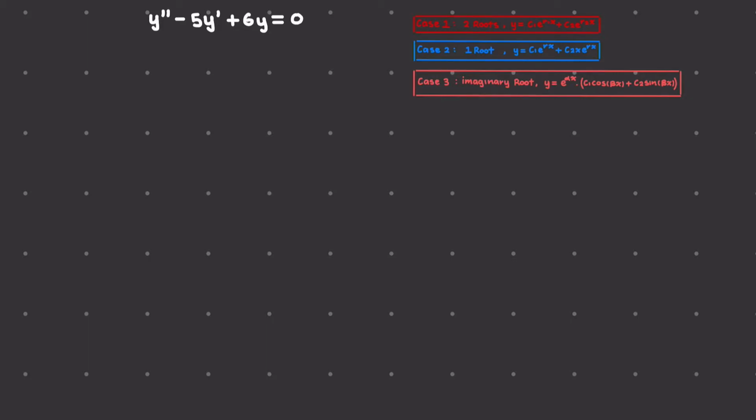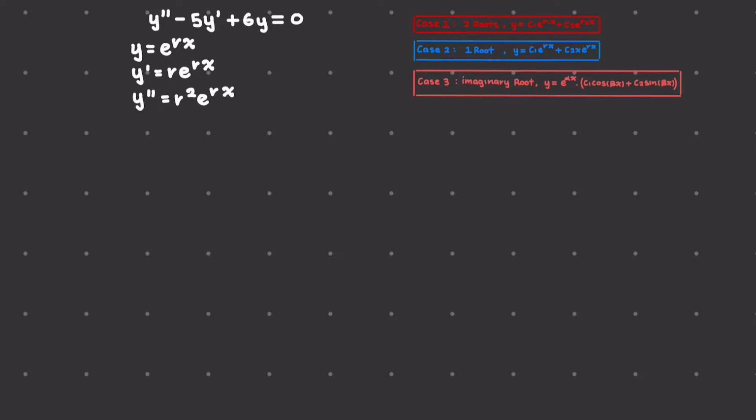What I mean by definition is that y is equal to e to the rx, and we're going to need to substitute for our y'', y', and y. Let's take the first derivative of y, which gives us r e to the rx. Our second derivative for y gives us r squared e to the rx.